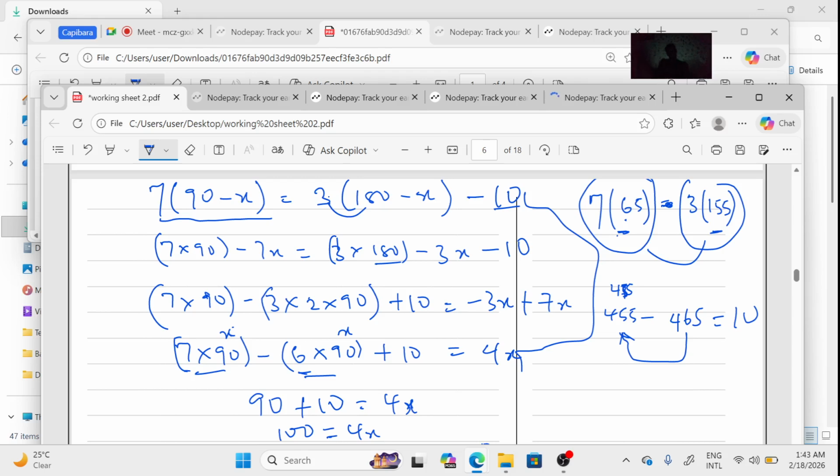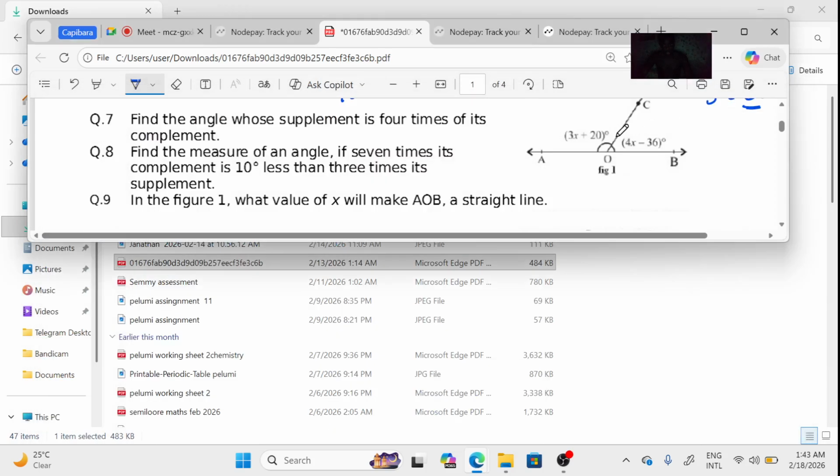Okay, Shemilore, let me see. I think I've spent enough time. But Shemilore, I still wish you can lay hands on some of these questions and do them yourself. Like question 9, find the measure of the angle in figure 9, you should be able to do it. Question 9 is just saying that 3x plus 20, then plus 4x minus 36, when you add both together, you are having 180. And then they're asking you, what is the value of x? Because both are adjacent.